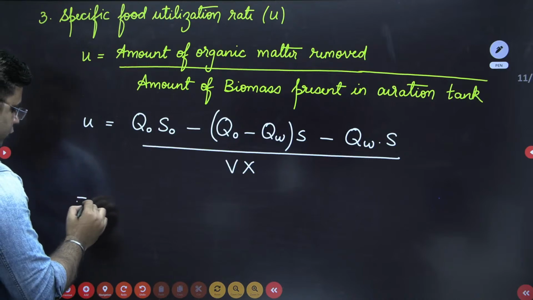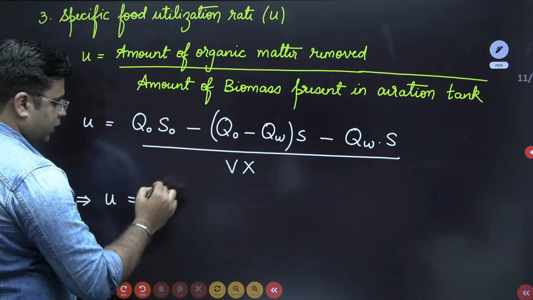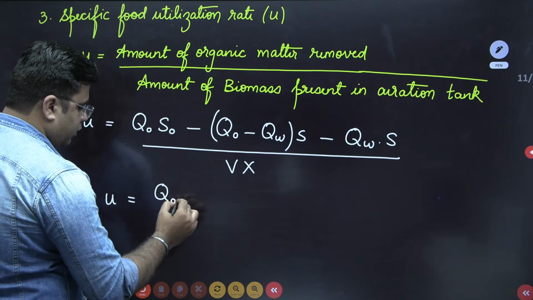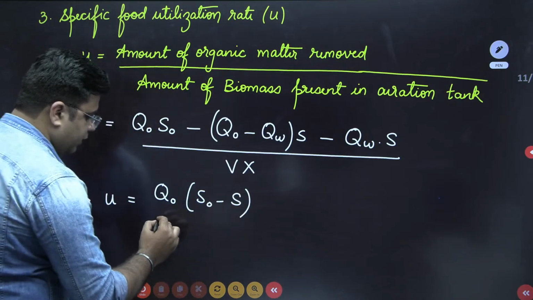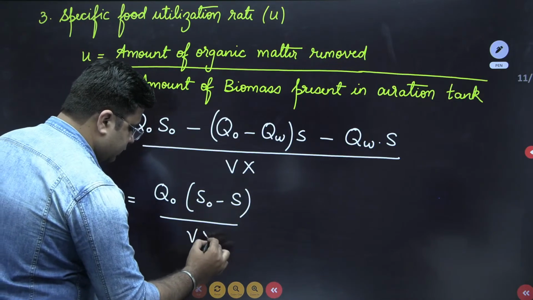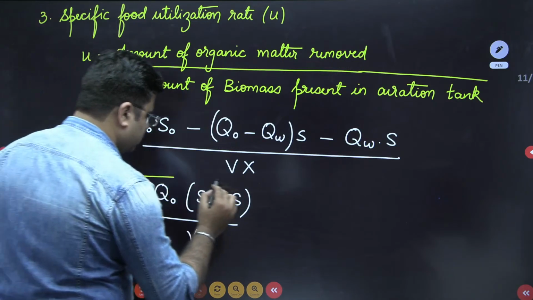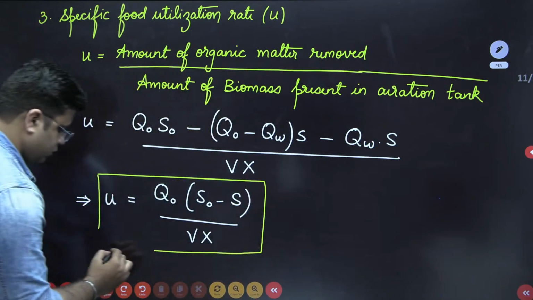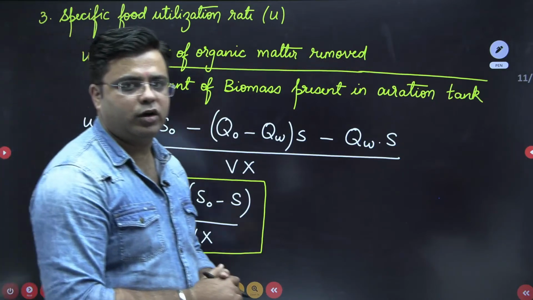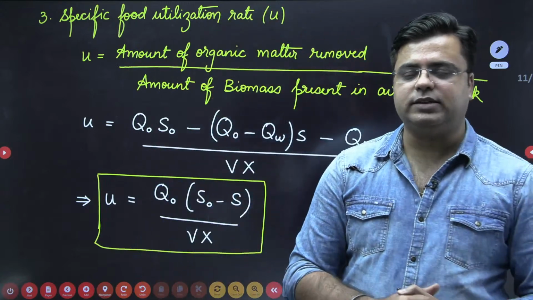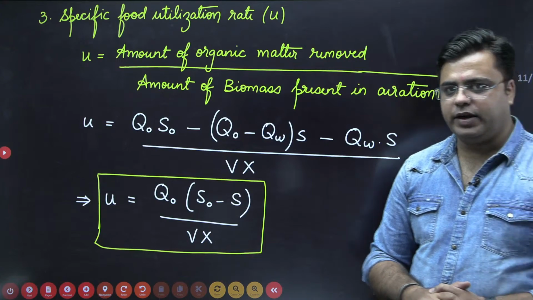So specific food utilization rate U is equal to, when you solve this, Q naught into S naught minus S divided by V into X. This is your specific food utilization rate, Q naught into S naught minus S divided by V into X. This is your specific food utilization rate, right?